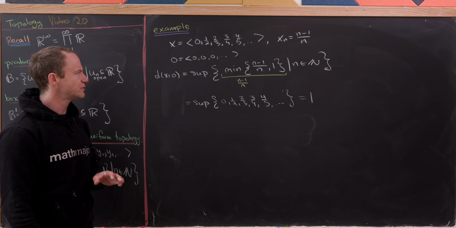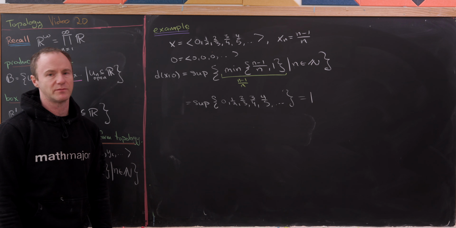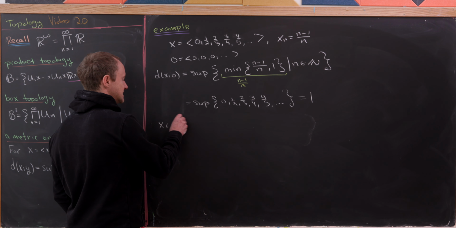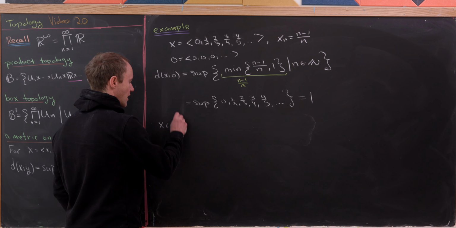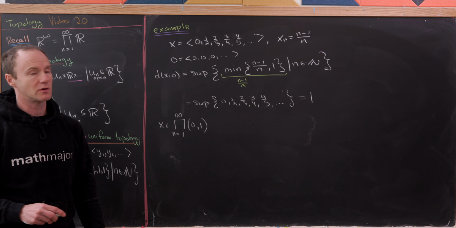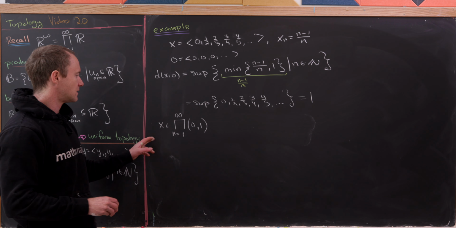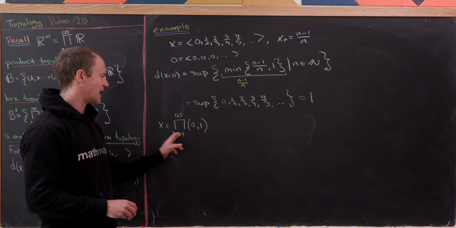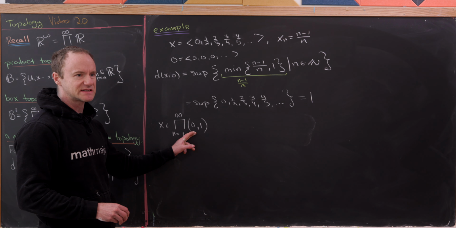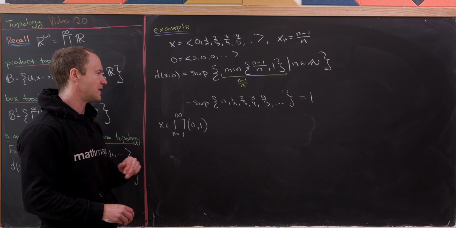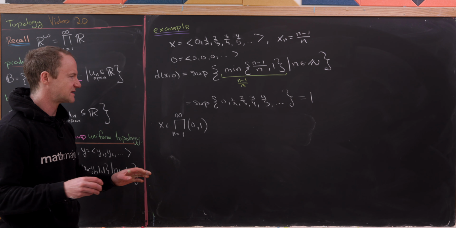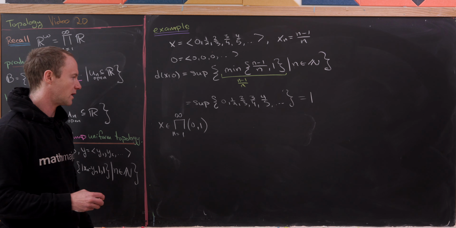Now we can start to observe how this is different than the box topology. So notice that this x is most definitely in the product of just infinitely many copies of the open interval from 0 to 1. But notice that everything inside of this infinite product seems like it should have a distance less than 1 from the number 0. But the fact that we're taking the supremum here, we get the distance is exactly equal to 1.